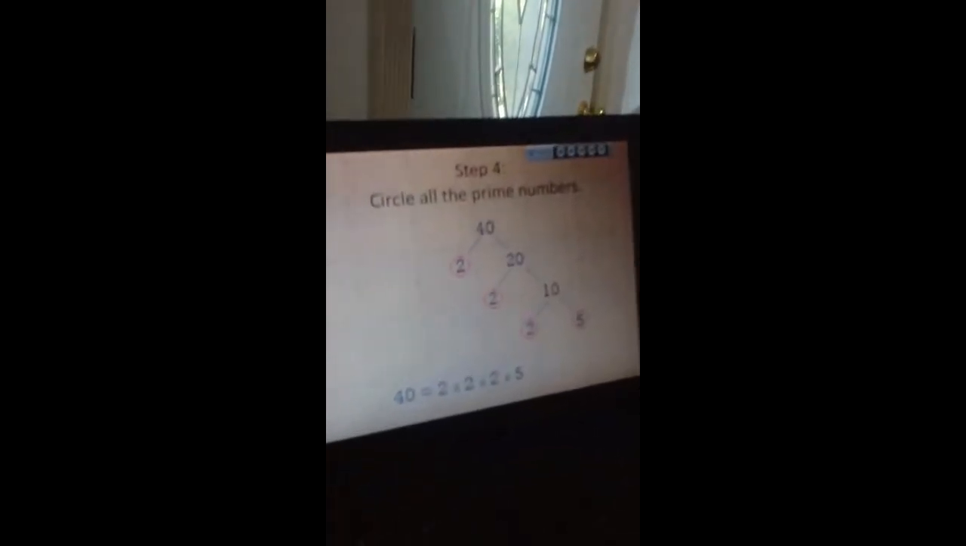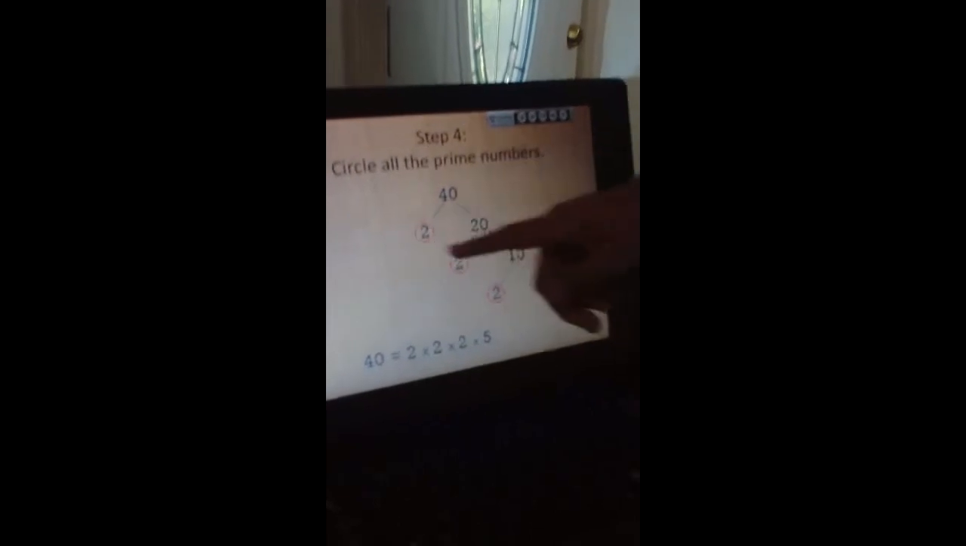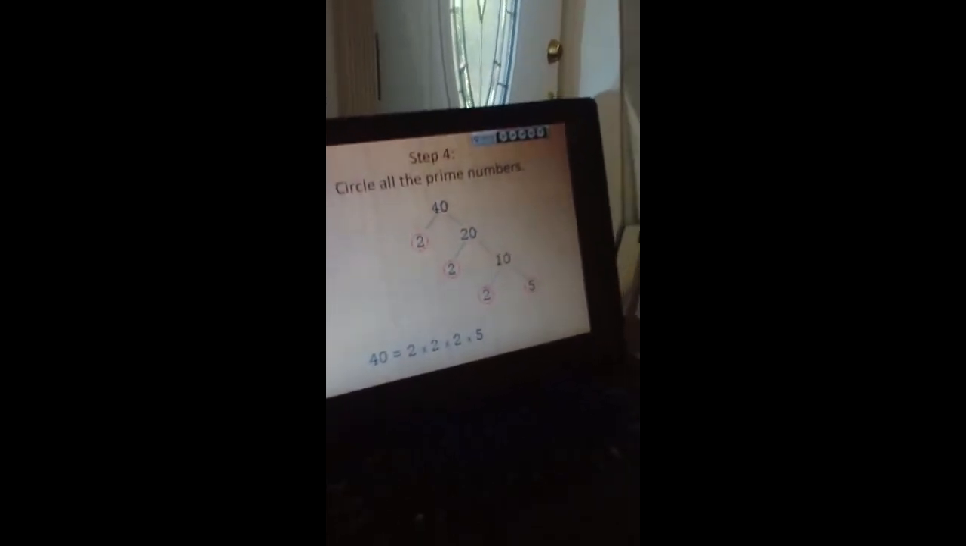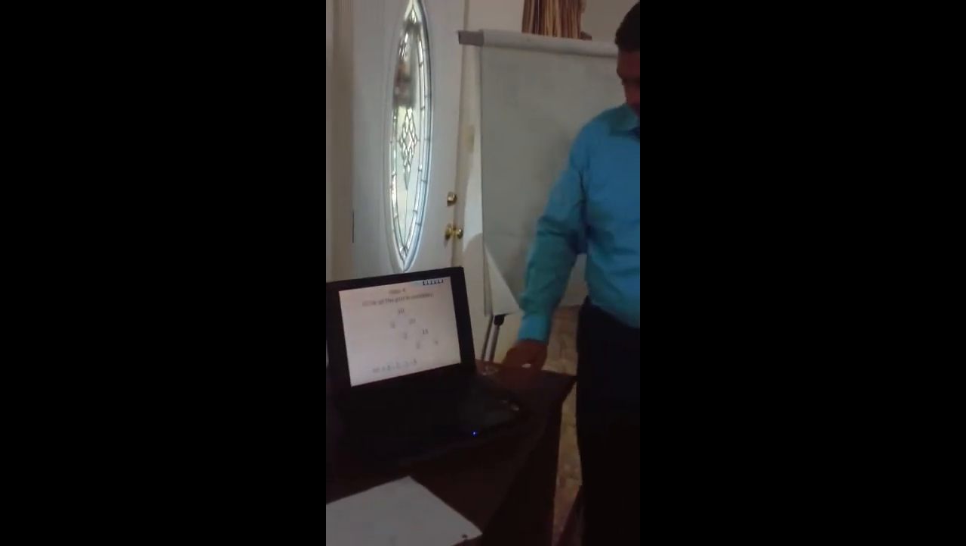So in other words, step 4 is you will circle all the prime numbers. Once you stop at the point that you see, you'll start circling all those prime numbers. Once you circle all those numbers, you can then multiply them straight out: 2 times 2 times 2 times 5. And that will give you your product, which is 40 in this case.